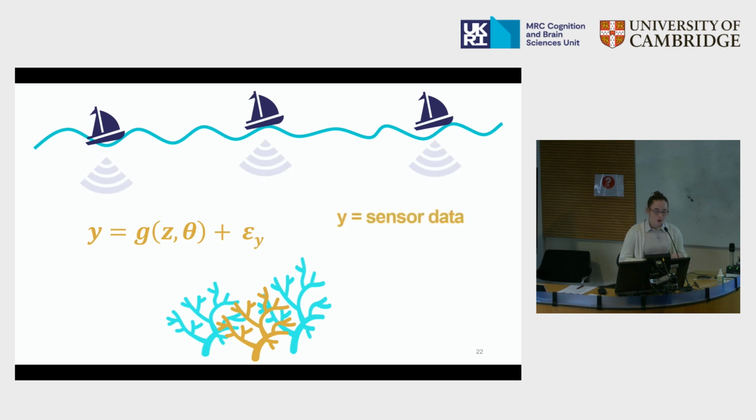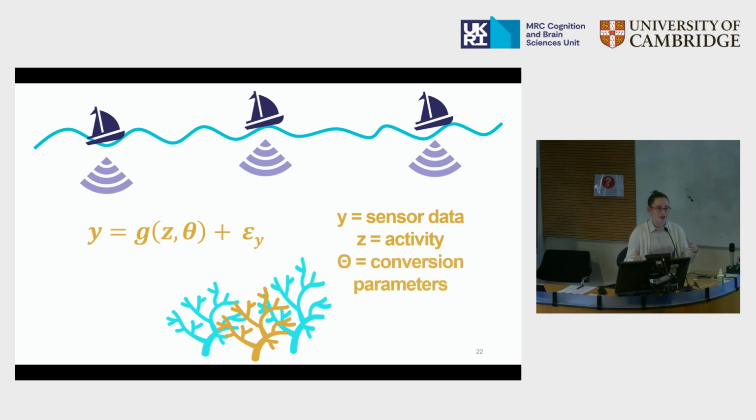So here, Y is our sensor level data that we receive up on our boats. Z is the activity down at the ocean floor, and we want to know how we map one onto the other, and we do that with theta. That will vary depending on what kind of data you're using. In our silly analogy here, it might be how many fish get in the way, or how much data is lost as it travels through water. Whereas for things like fMRI, we use the hemodynamic response.